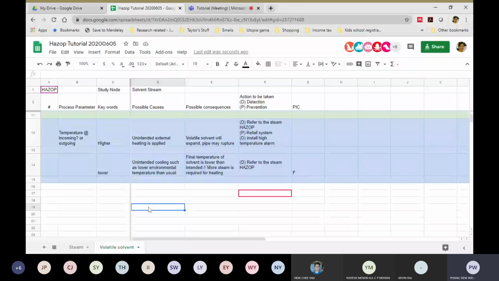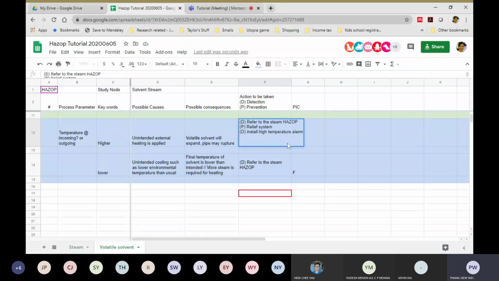Is that okay? So simple. This hazard analysis is quite simple. For high temperature, you can say provide insulation as well. Yes, this one. High temperature, provide insulation?